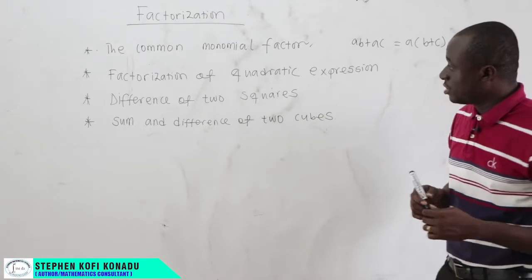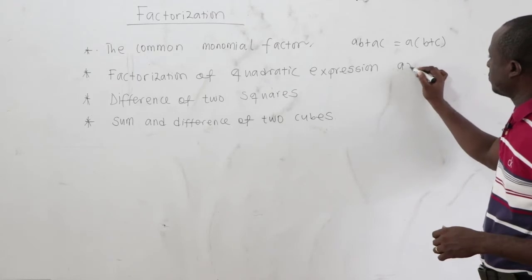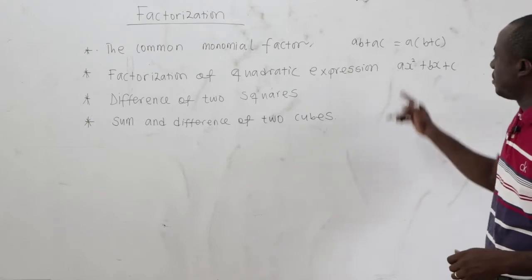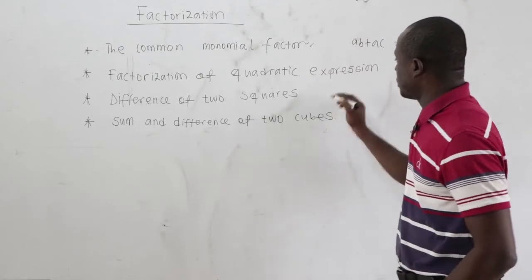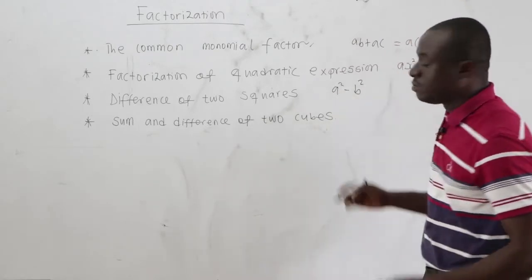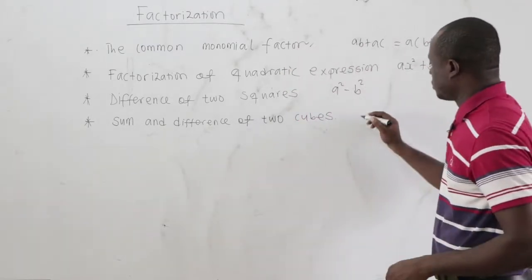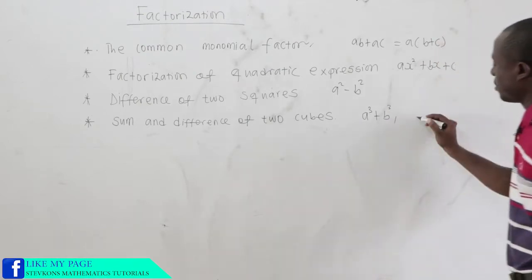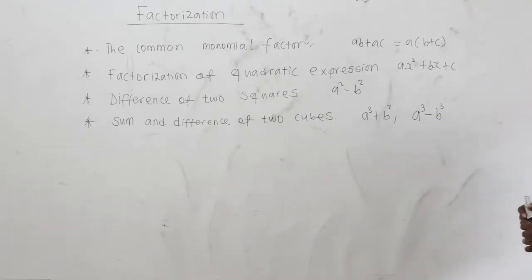Then we'll continue with factorization of the quadratic expression, expressions like ax squared plus bx plus c, where a is not equal to 0. We'll consider the difference of two squares, that is, if you have a squared minus b squared. Then also we'll consider the sum and difference of two cubes. That is, if you have a cube plus b cube, how do we factorize? And also if you have a cube minus b cube. This is the sum of two cubes, and this is the difference of two cubes.